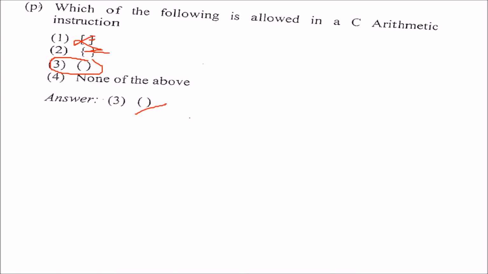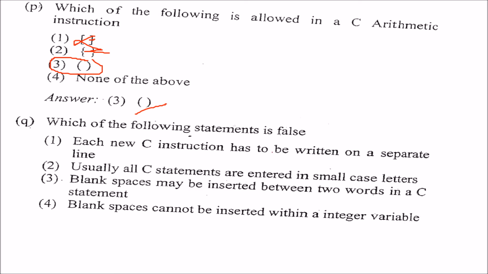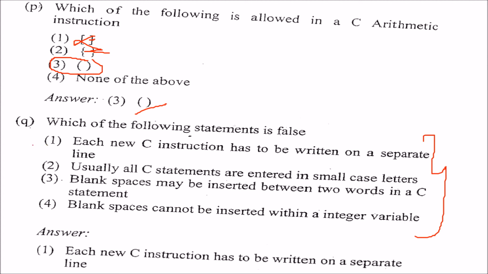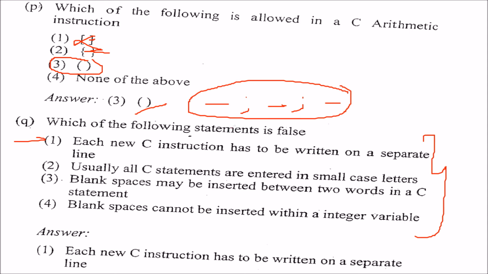Only the 3rd one. Which of the following statements is false? Please read them very carefully and try to answer which is false. The answer is actually 1. Each new C instruction has to be written on a separate line. There is no restriction like this. You can write your complete program in one line, just separate the instructions by semicolon. There is no restriction of writing them on different lines. We just do this to make our program readable.